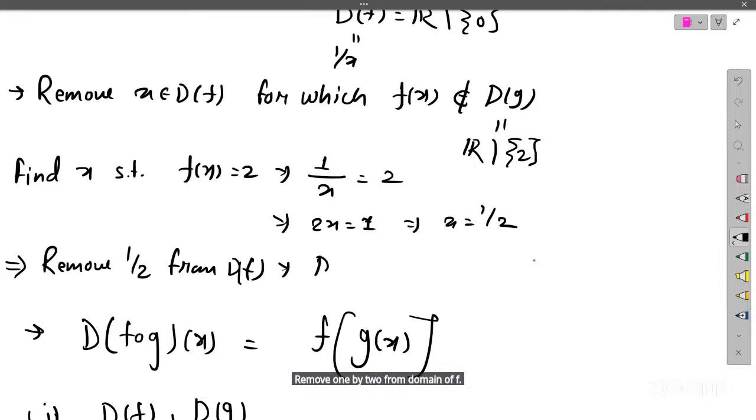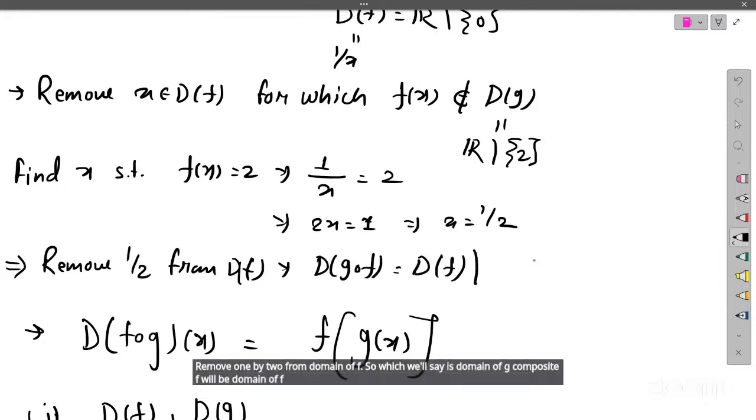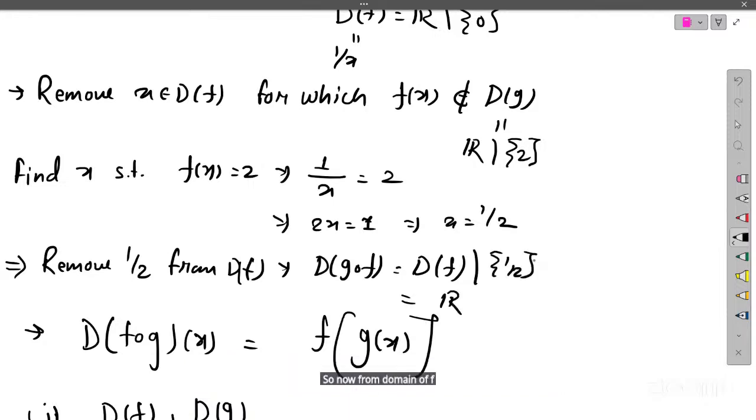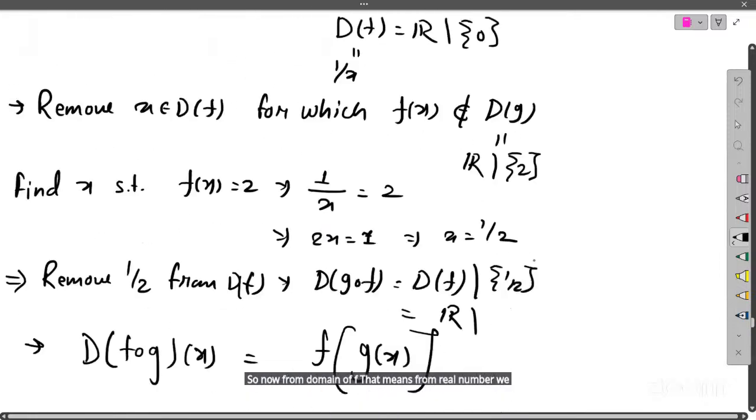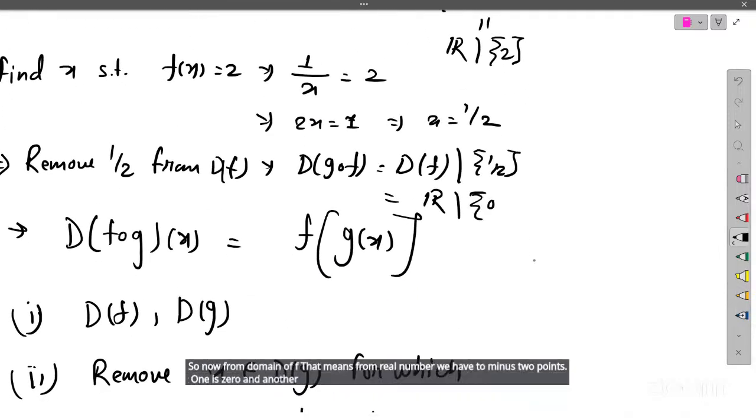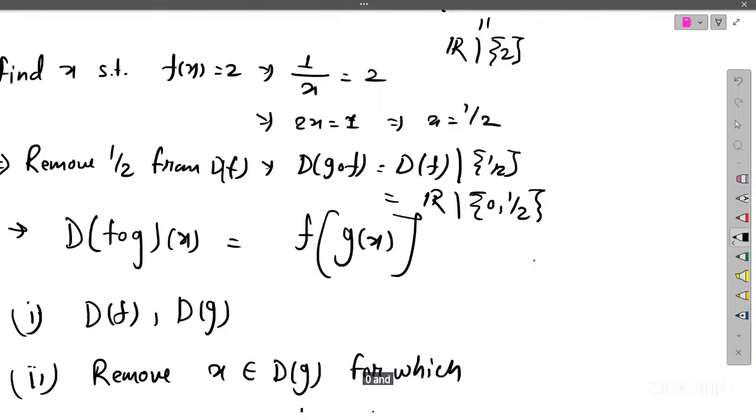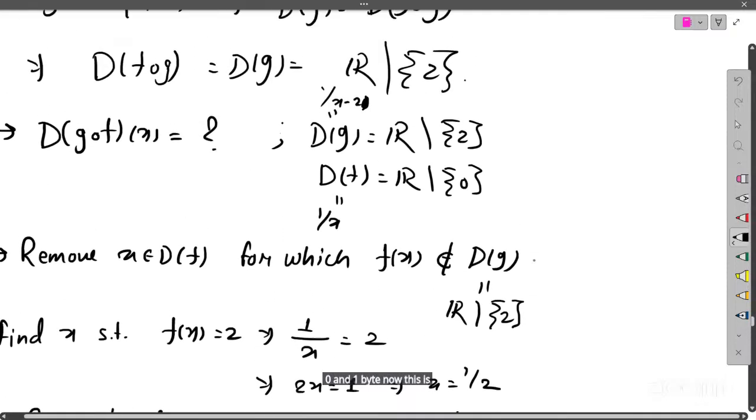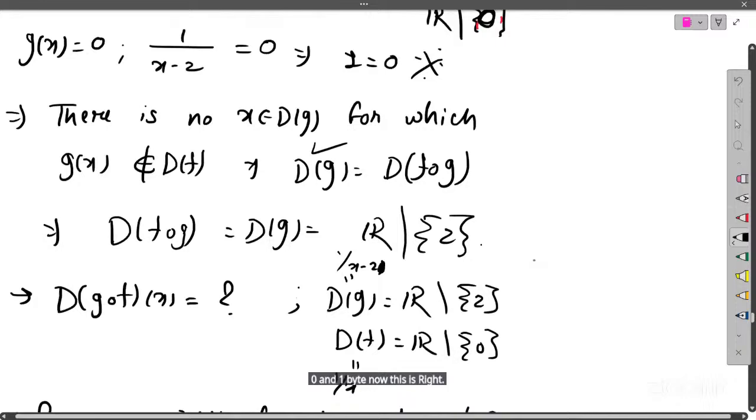So the domain of g composite f will be the domain of f minus this 1 by 2 also. So from the domain of f, that is, from the real numbers, we have to remove 2 points. One is 0 and another one is 1 by 2. Now this is correct, right? Is this clear now? Fine.